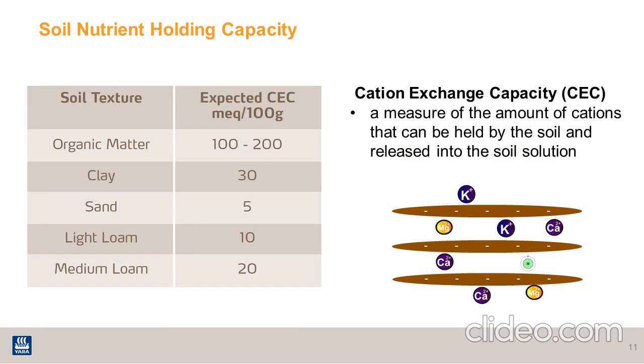Here's a table provided by Yara, which shows you the different cation exchange capacity for different soil textures. You can see here that sand has the lowest cation exchange capacity compared to clay and organic matter soil. This organic matter soil can be found in places like the Sacramento Delta. There's a high deposit of peat. In Washington State, where we're at normally, this is light loam soil with a cation exchange capacity of about 10.